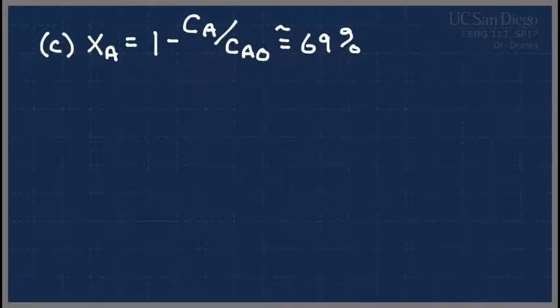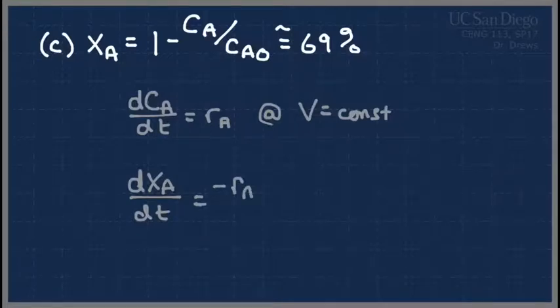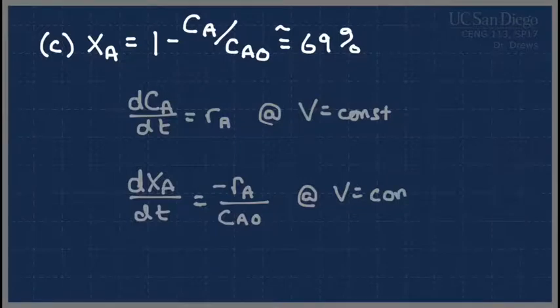How do I check something like that? You can always do the other version, right? We said we can always set up the expression as dCA/dt is equal to RA at constant V. We saw there was an entirely equivalent definition that was dXA/dt is equal to minus RA over CA naught for the same conditions at constant V. So you could approach this problem in either direction.